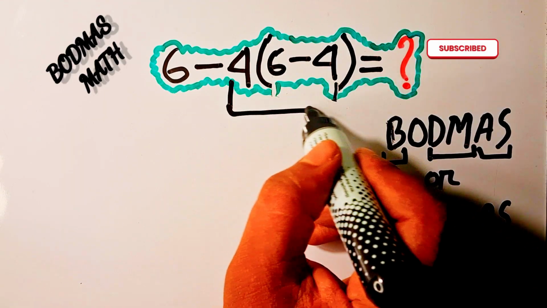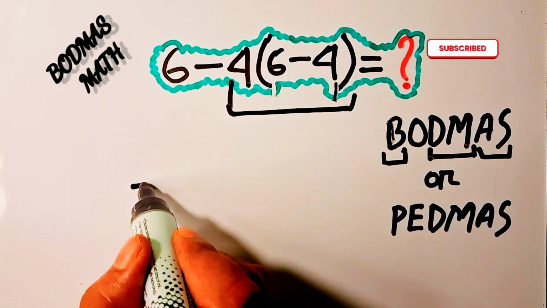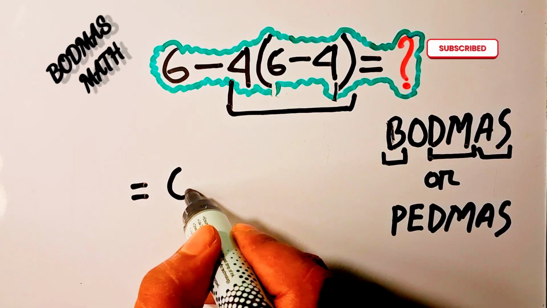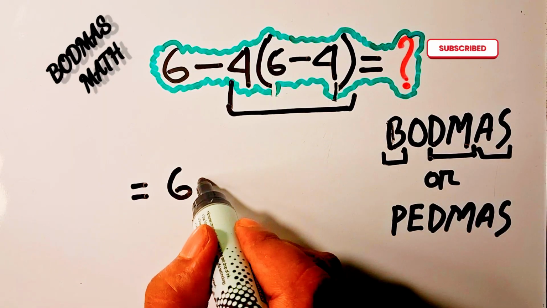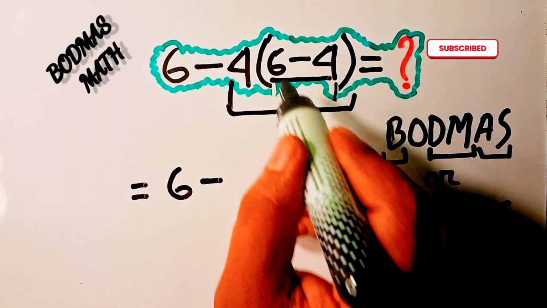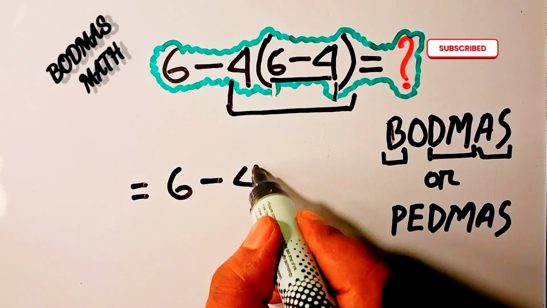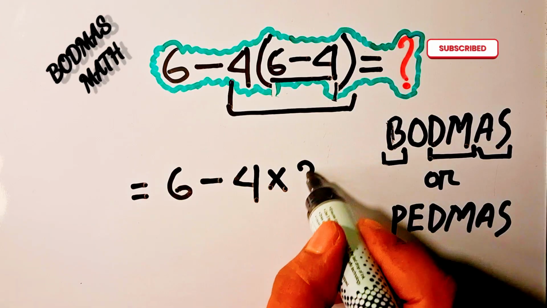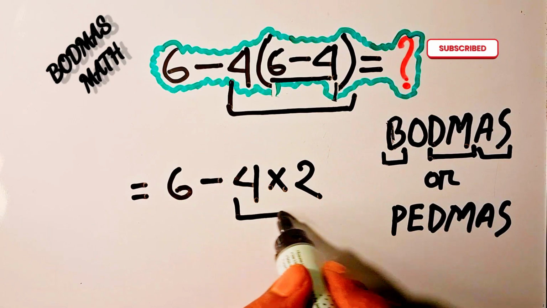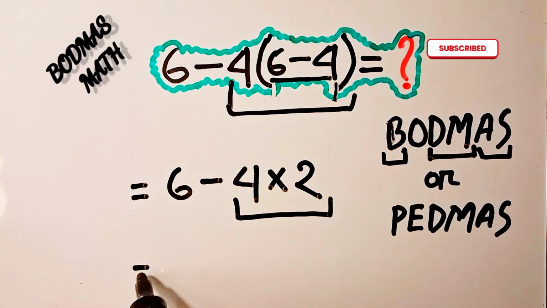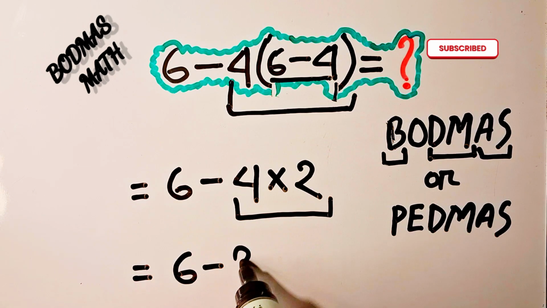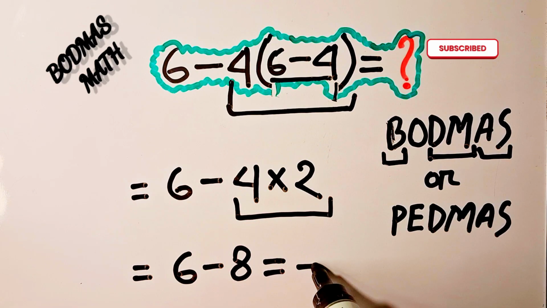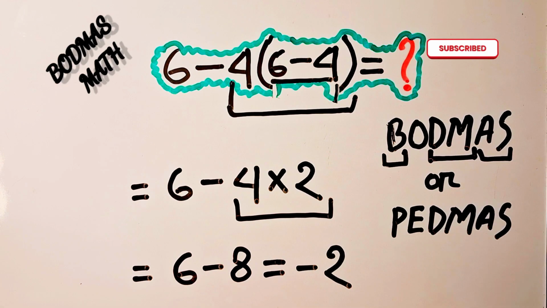Both have the same power. So according to the rule, first we have to do the right part, 4 into 6 minus 4. Then in the bracket, 6 minus 4 is equal to 2. So 4 into 2. Then we have to do this multiplication part because according to the BODMAS rule, 6 minus 4 into 2 is equal to 8. Then 6 minus 8 is equal to minus 2. This is the answer.